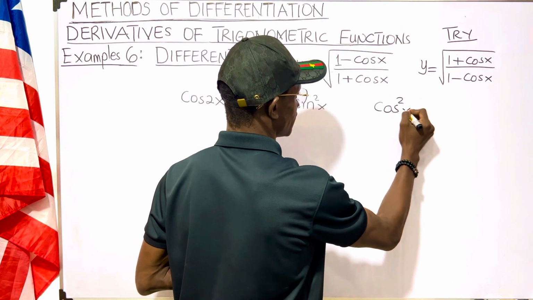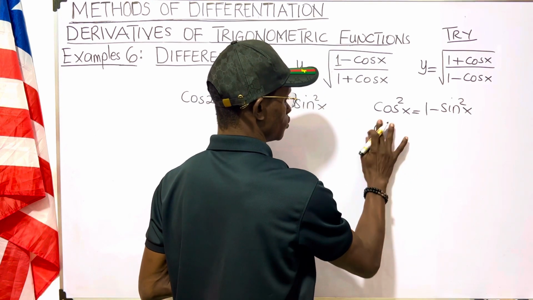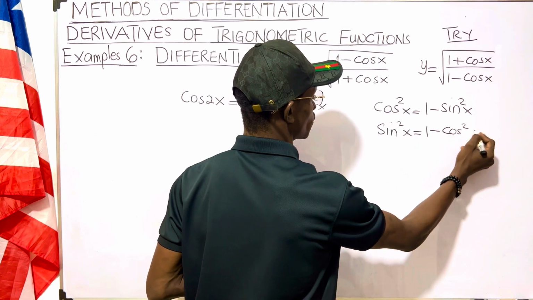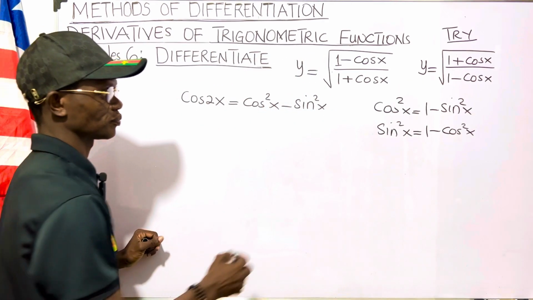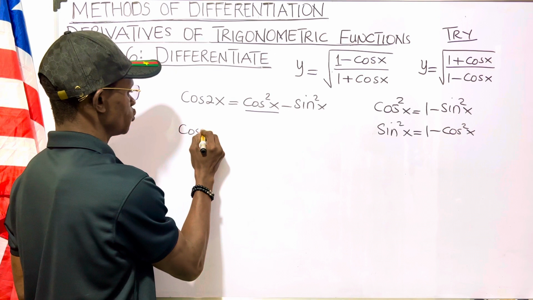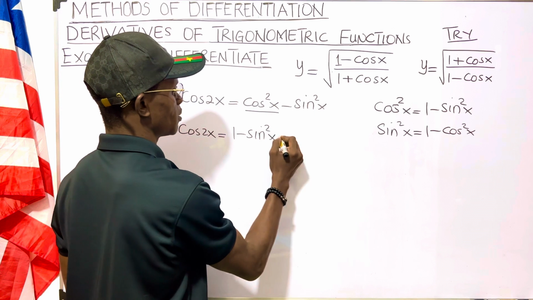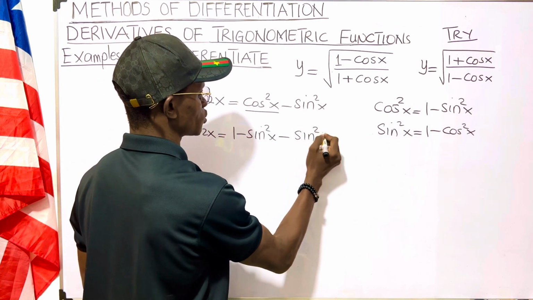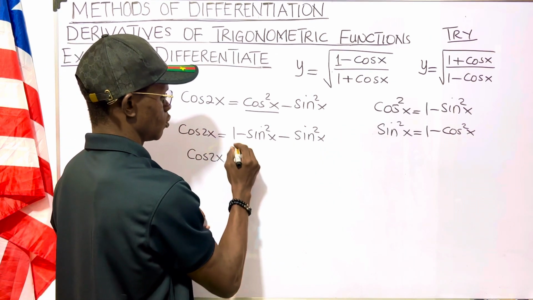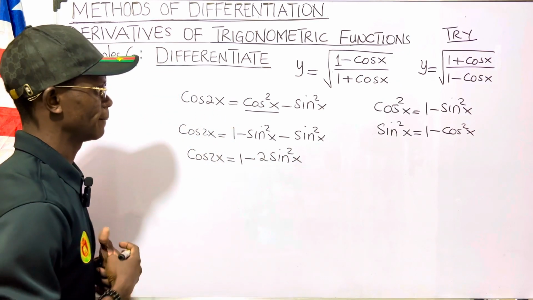cos square x is equal to 1 minus sine square x, and sine square x is equal to 1 minus cos square x. These are Pythagorean identities. So we can replace this cos square x. So cos of 2x is equal to 1 minus sine square x minus sine square x. So what will we have? We have 1 minus 2 sine square x.